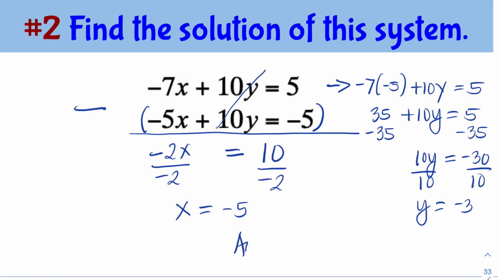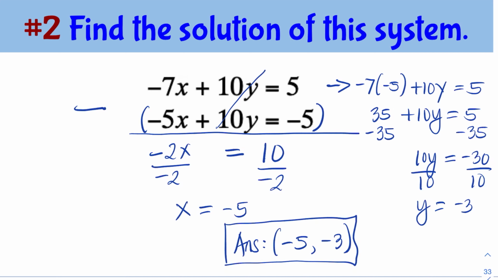So the solution for this system is negative 5, the x-coordinate, and negative 3, that's your y-coordinate. So when you graph this system of equations, they will cross at negative 5, negative 3.